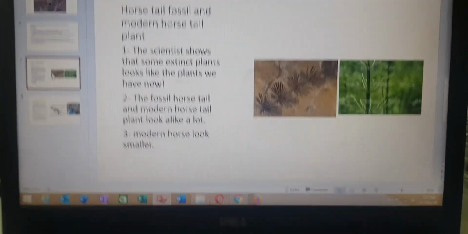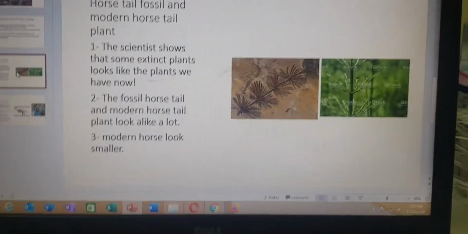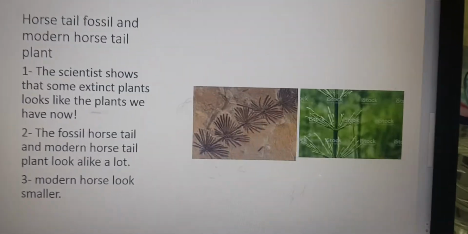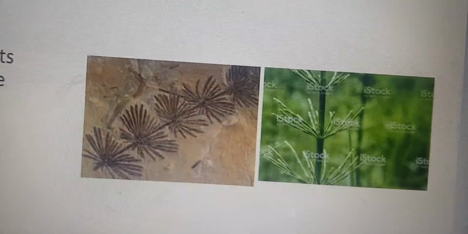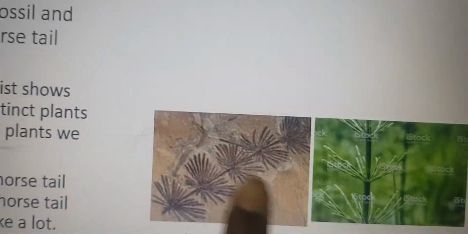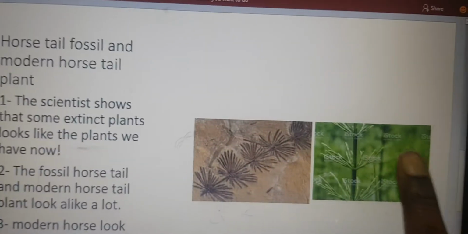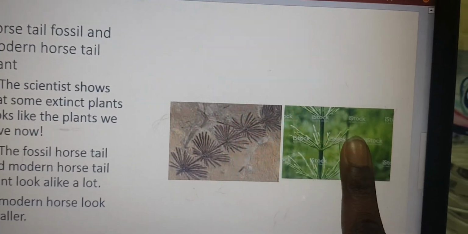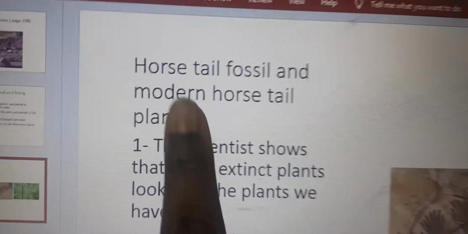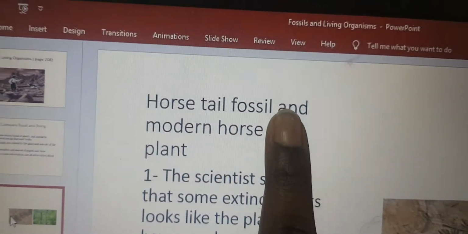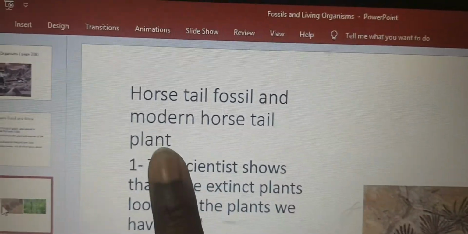This is the fossil of an ostrich plant, and this is the ostrich plant that we have today. Let me move my slide closer. Can you see the first slide? The brown color is the fossil. This is what we have now, the plant that we have now, and they are called what? Ostrich fossil and modern ostrich plant.